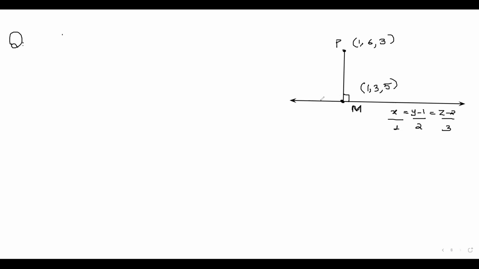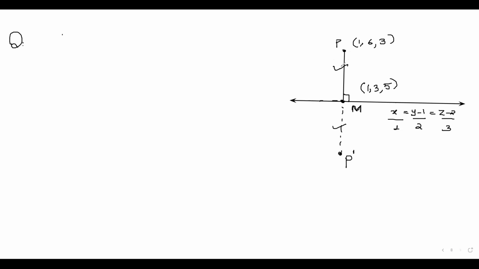We need to find the image of this point. Suppose this line is a mirror. So what's the property? Its image will be here, P dash. This distance and this distance will be same. Okay, sir, if this P dash is the image of P.